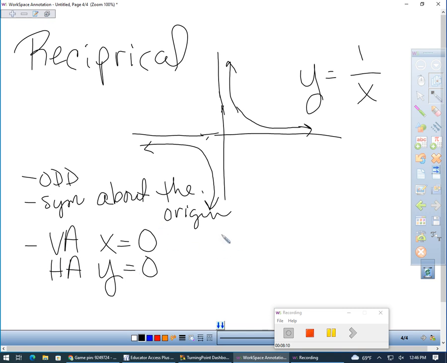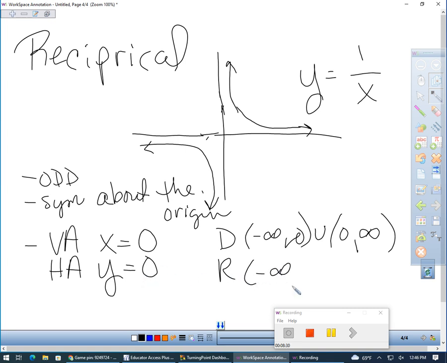Which means the domain, since it can't exist at 0, is negative infinity to 0, 0 to infinity. The range, since it can't exist at 0, is negative infinity to 0, 0 to infinity. Any questions so far? We've done 4 out of 12.